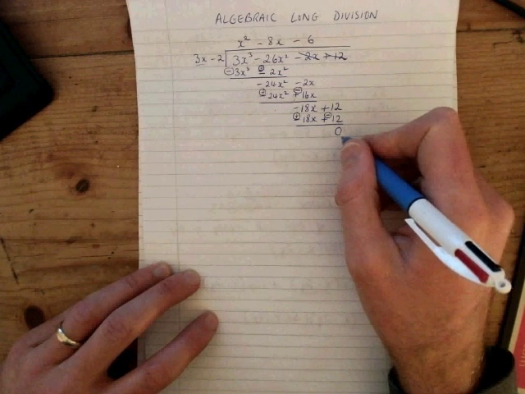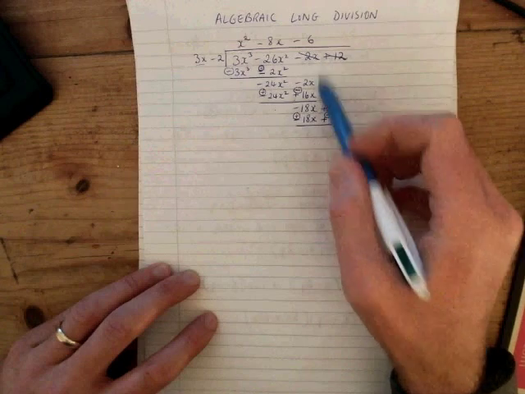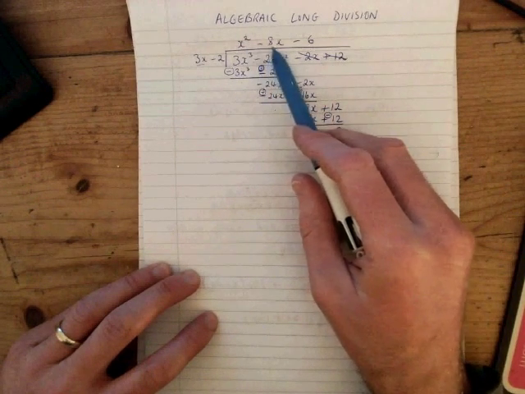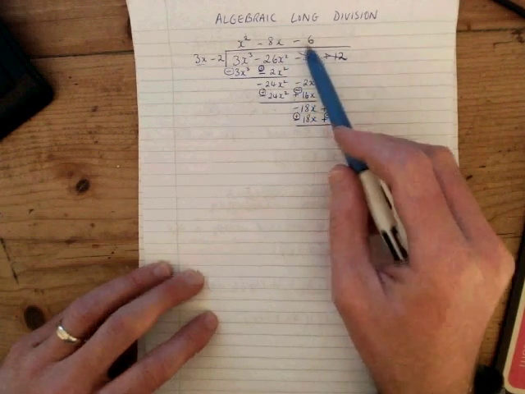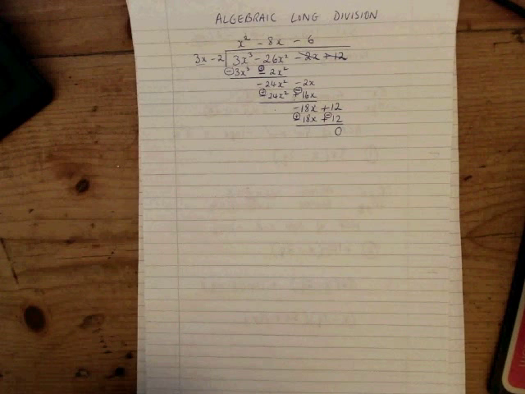In this case we do put in the 0, because what we're saying now is there is no remainder left. So we've done our long division. Our answer is x squared minus 8x minus 6. And that is algebraic long division.